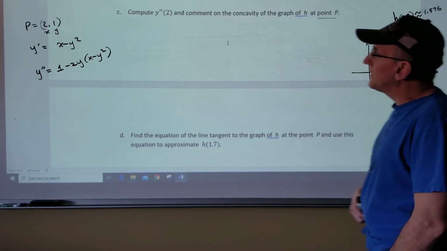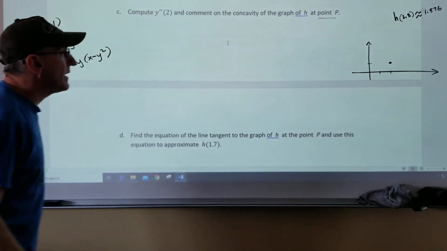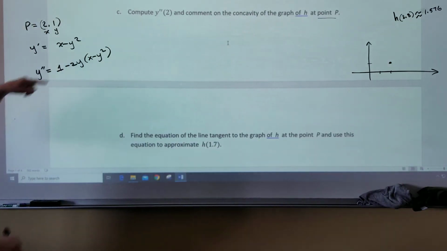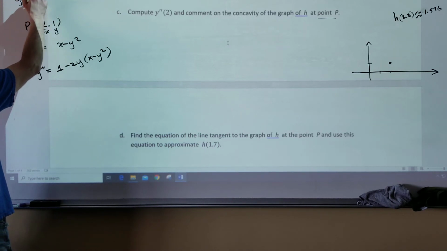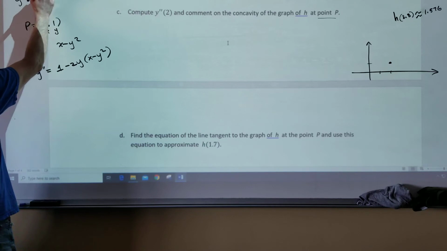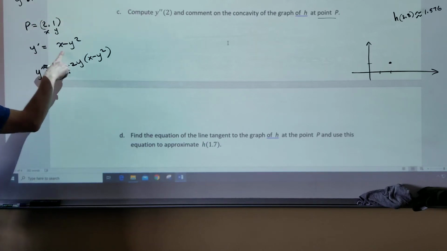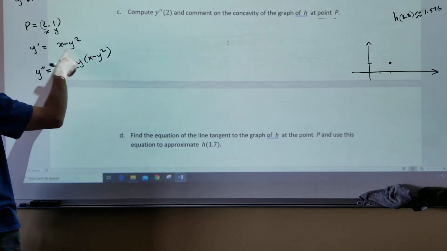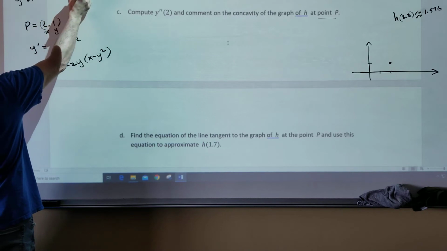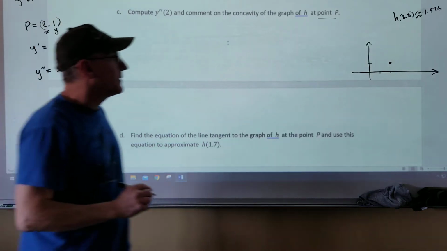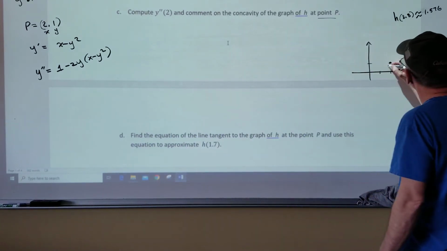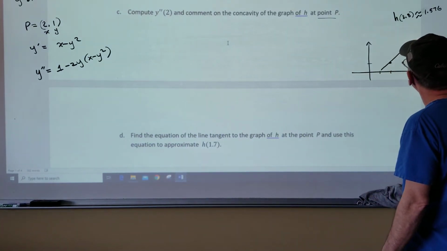And if you calculate the value of the derivative at that point, which I don't think I've done yet, so what's y prime at point P? It's this calculation. So it's 2 minus 1 squared, which is equal to 1. That tells you that there's a tangent line going through here that's got a slope of 1.